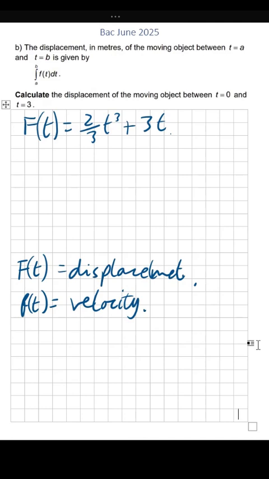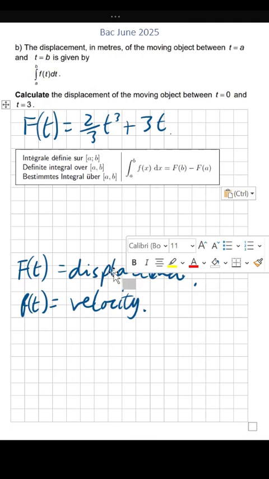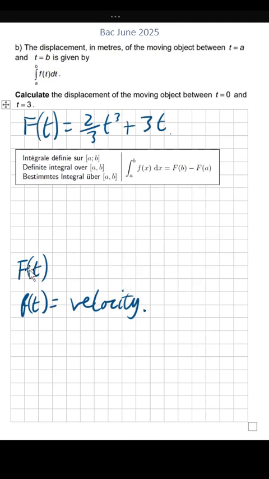They gave it to you here again. They said the integral of little f of t. And sure, I'm going to give you a formula. This one's available in your formula book. There it is, you even have this written down for yourself. You have the integral from a to b of little f of x dx is equal to capital F of b minus capital F of a. Look, it couldn't actually be easier.